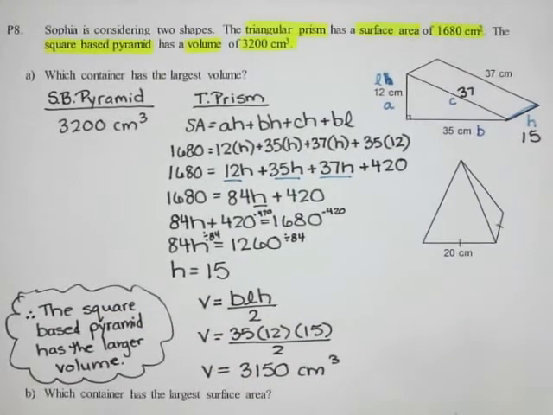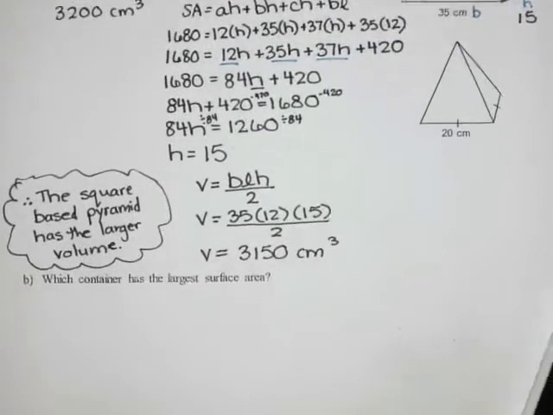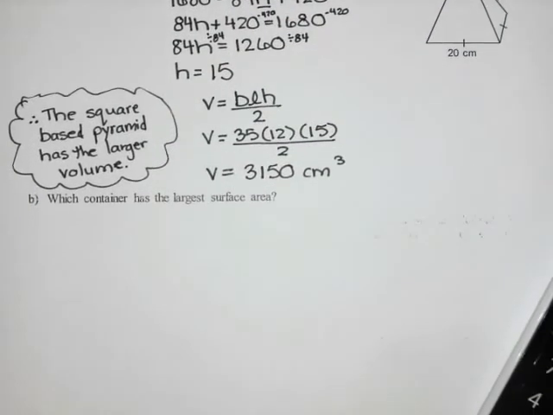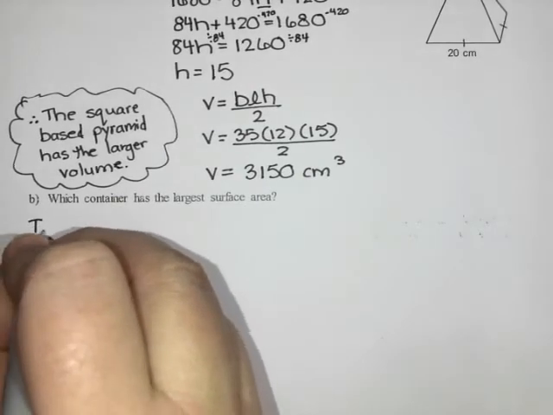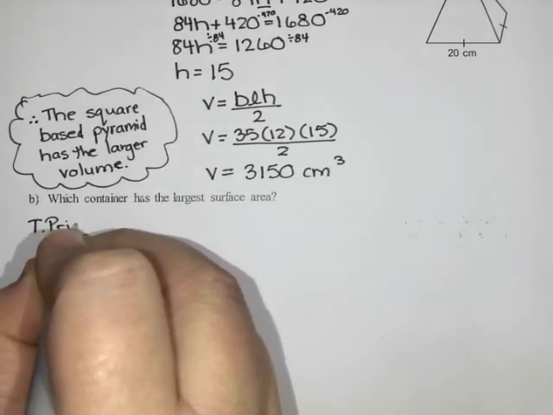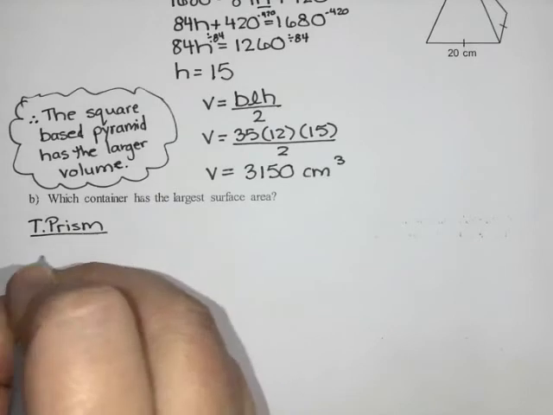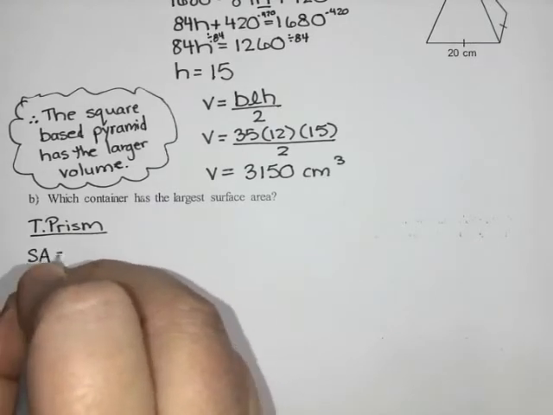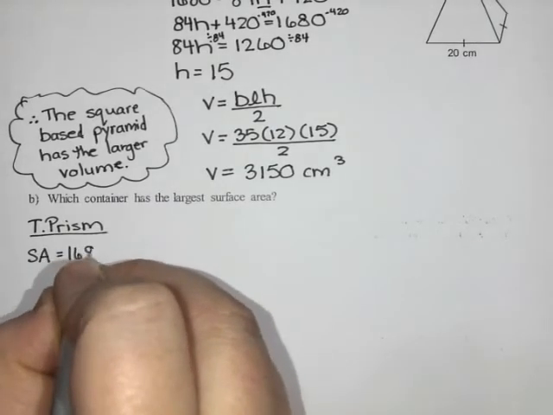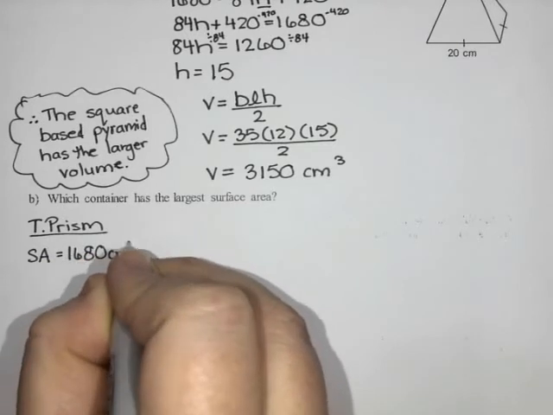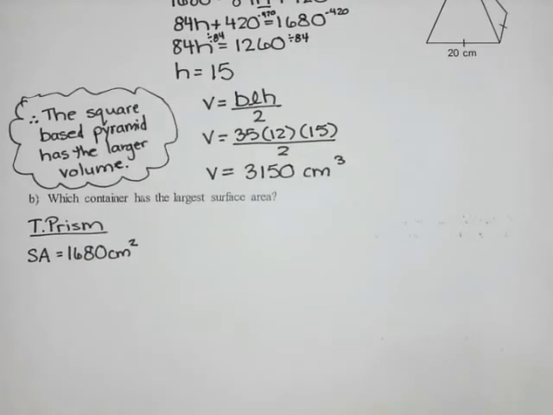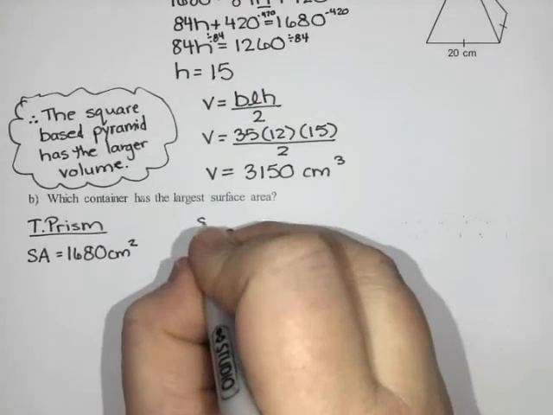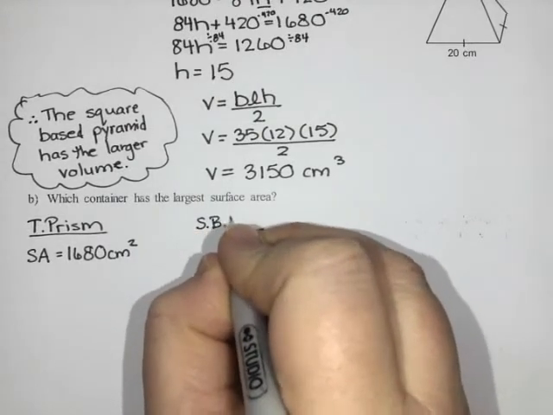Okay. Now our second question says which container has the largest surface area. So this time I already know what the surface area is for the triangular prism. That was given in the question. It told me the surface area was 1,680 centimeters squared. But what I don't know is what it is for the square-based pyramid.